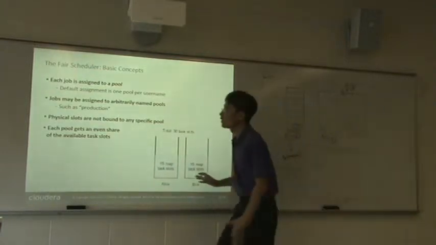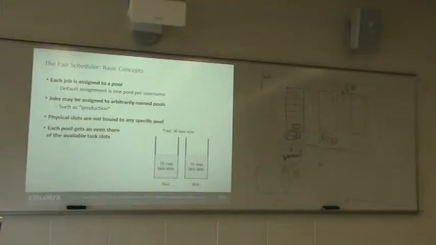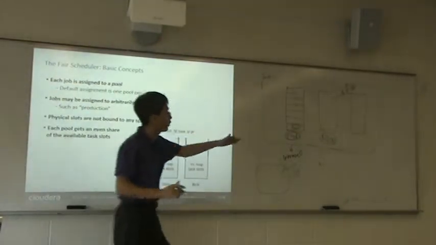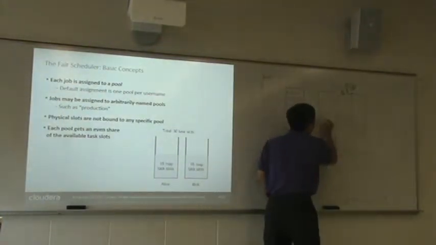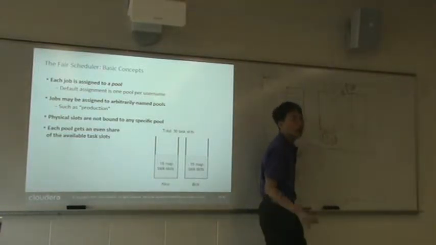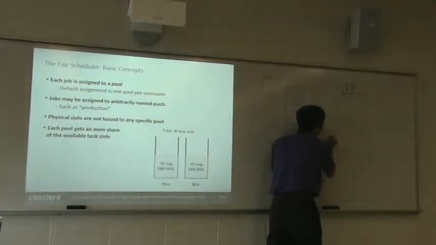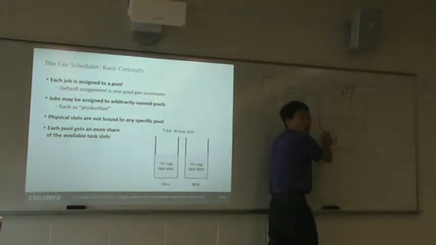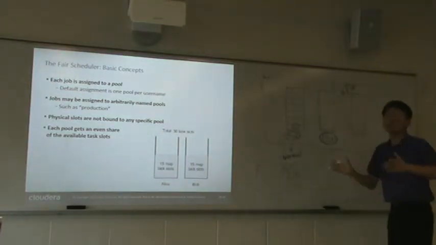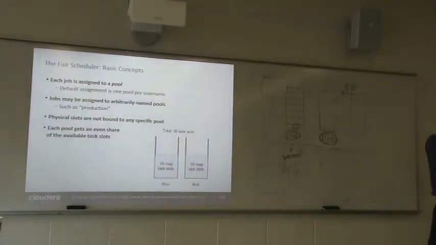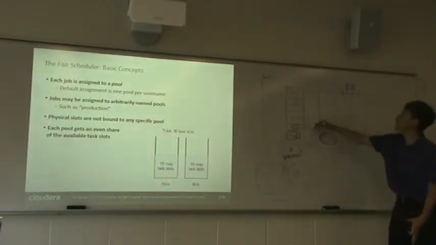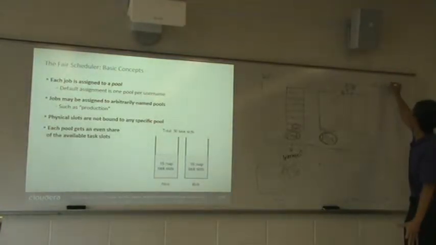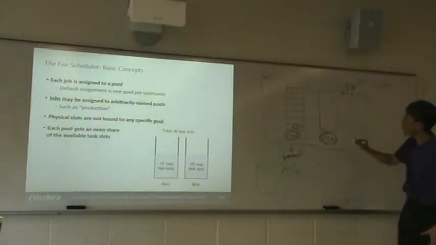As a default, when you just submit a job, one pool will be created following the name of the user. Or you can intentionally create one. And that will be on each node. On each node you need to define it. So this one is one node, a data node.